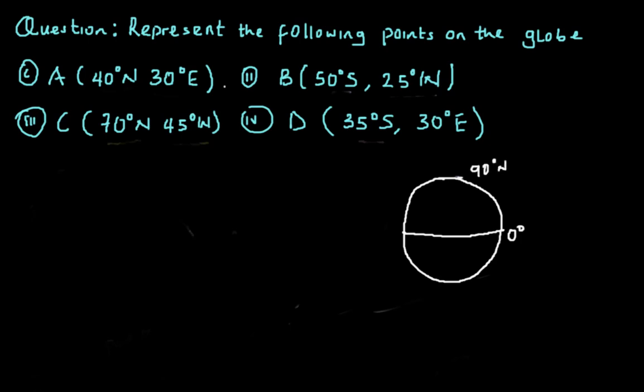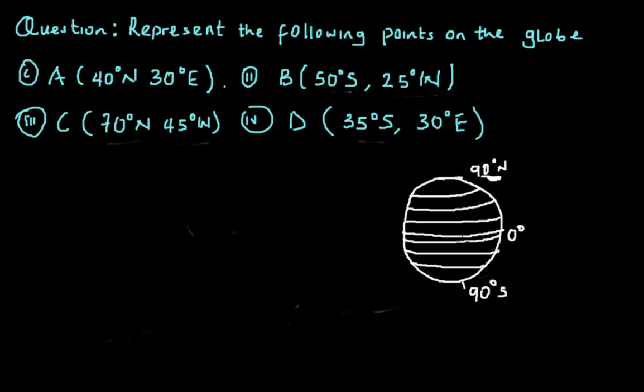What that means is that we can have latitude at, let's say, 20 degrees north, 35 degrees north, 70 degrees north, up to 90 degrees north. So 90 degrees is like the maximum. Now below the equator we can also have, say, 20 degrees south, 50 degrees south, 70 degrees south, up to 90 degrees south. I hope you understand.